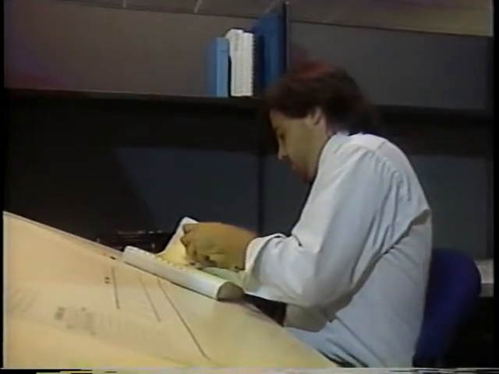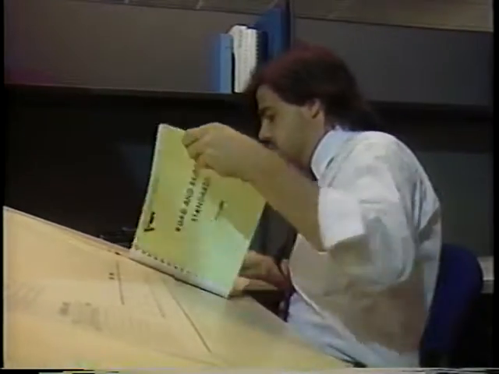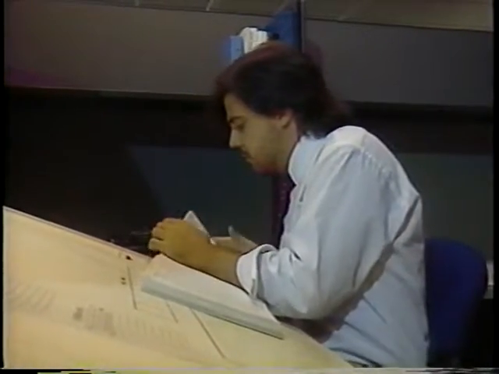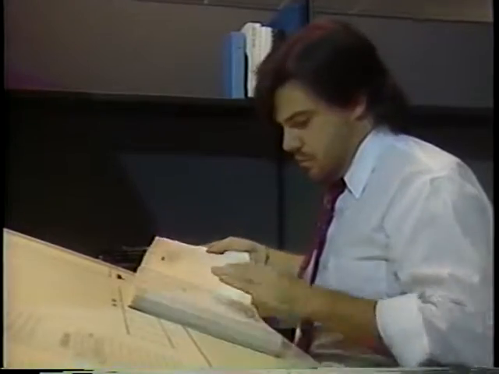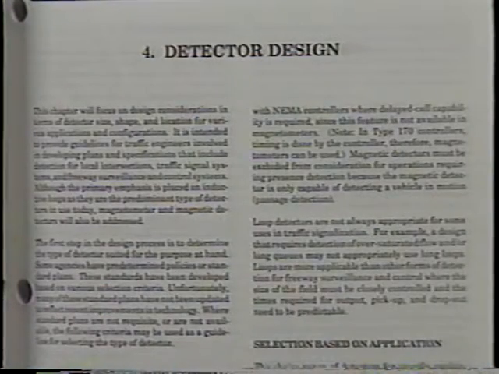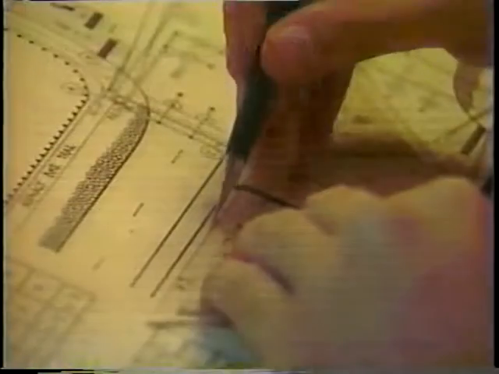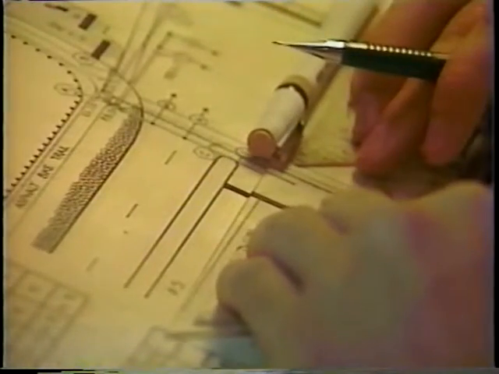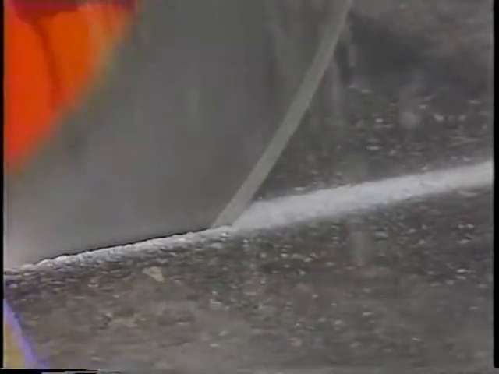During the design process, you may require information concerning special applications, such as bicycle detection or vehicle counting. Or you may want information about magnetometer and magnetic detector configurations. Please consult Chapter 4 of your handbook for this information. Now that we have examined the detector design process, let's proceed to Section 3 for a discussion on detector installation.